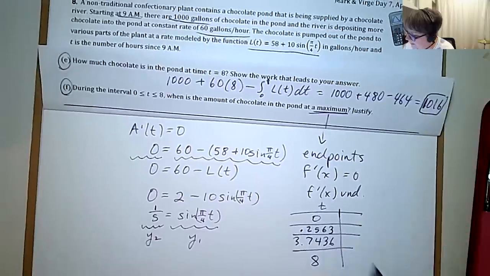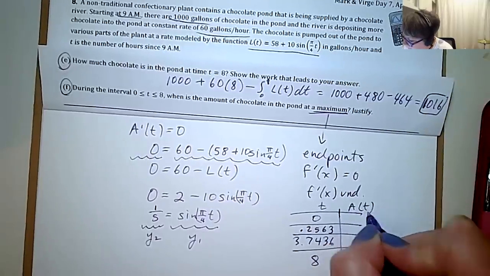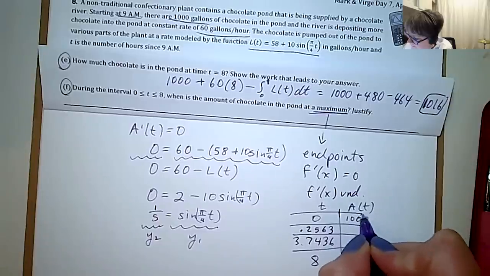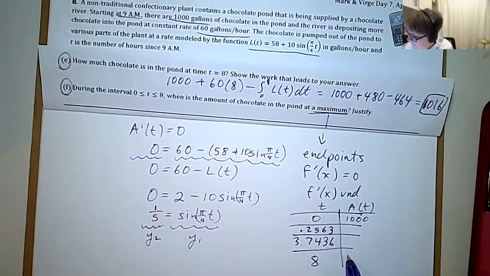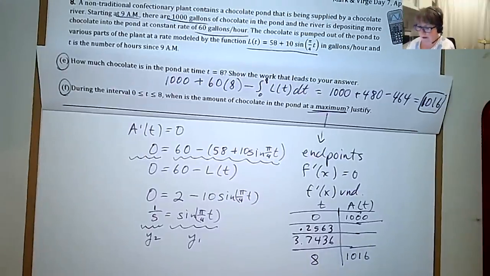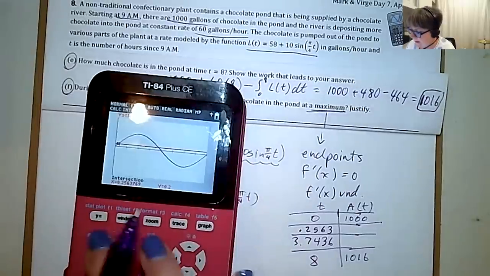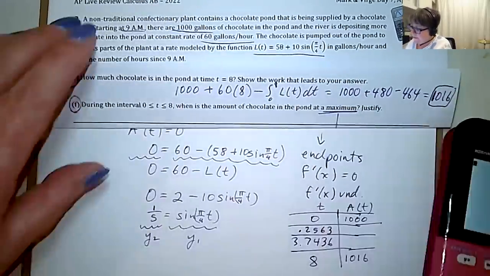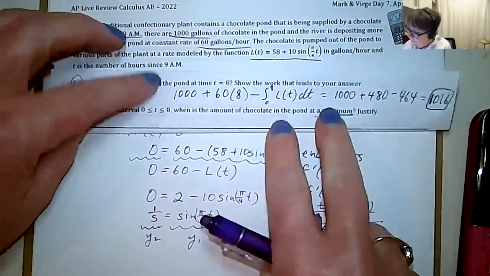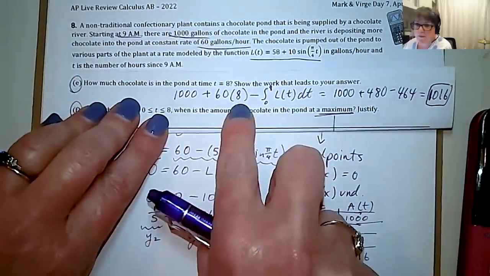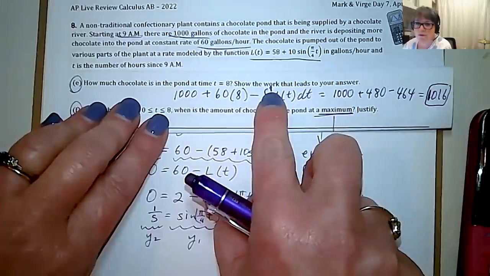And I want to find my amount, my A of T. Well, I know my amount at 0. That's 1,000, right? And I know my amount at 8 because I solved for it already, right up there above it. And then I need to find these other amounts. I don't want to take too much time right now, but this is going to be typing in that same exact thing that I already did right here, but with the 0.2563 in there for 8.